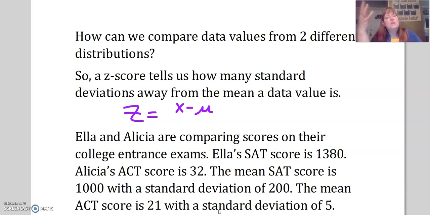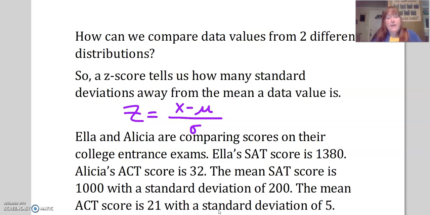Because if you get a 32 on your ACT and the mean is 21, we know that's 11 points away from the mean, but that doesn't tell us anything in comparison to other things. So what have we got to do? We've got to divide it by our standard deviation, because that tells us how many standard deviations away it is.